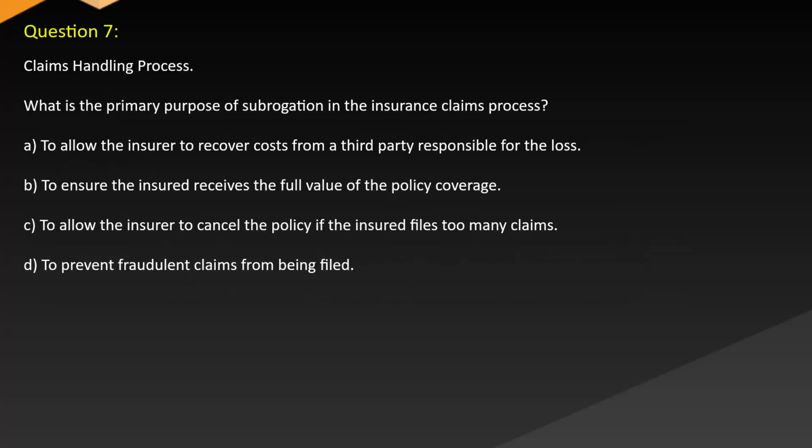Question 7. Claims handling process. What is the primary purpose of subrogation in the insurance claims process? A. To allow the insurer to recover costs from a third party responsible for the loss. B. To ensure the insured receives the full value of the policy coverage. C. To allow the insurer to cancel the policy if the insured files too many claims. D. To prevent fraudulent claims from being filed.